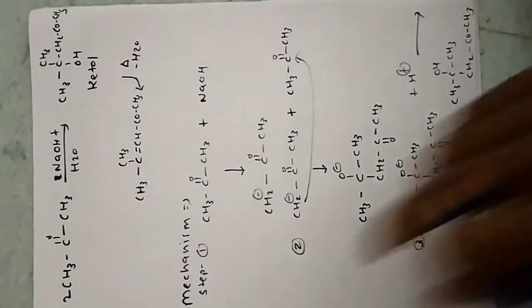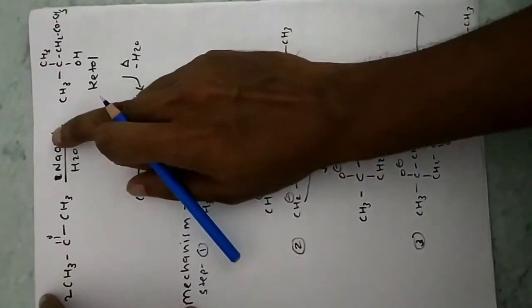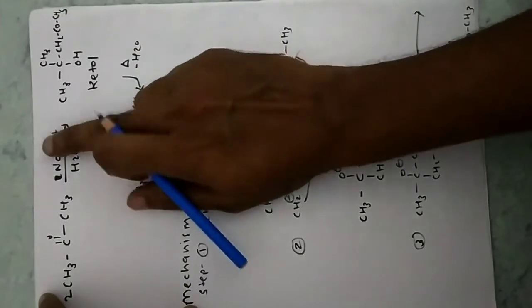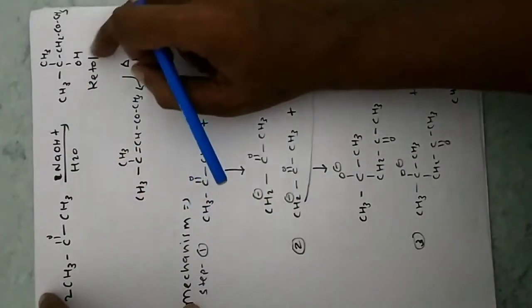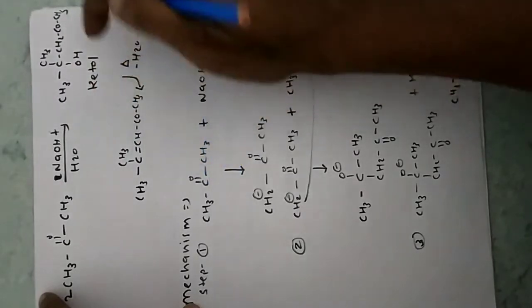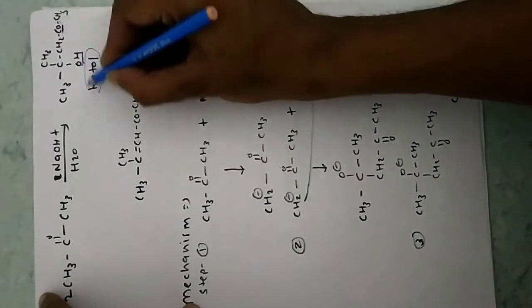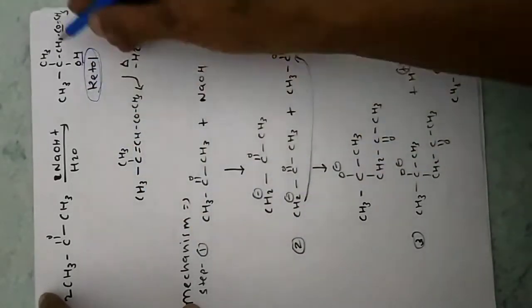So here I have taken two molecules of ketone. When it reacts with NaOH and H2O, meaning aqueous NaOH, in the first step it will give us this product. Now in this product you can see ketone and alcohol both are there, so it is called ketol. In the first step it will give us ketol as the product.